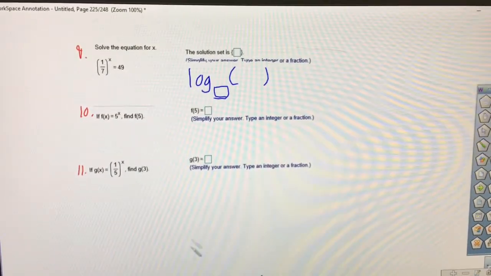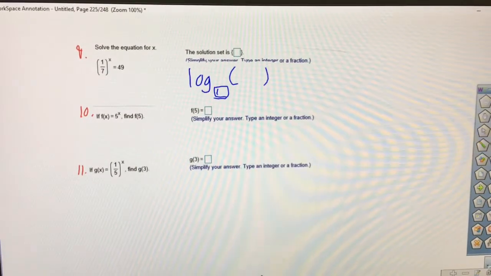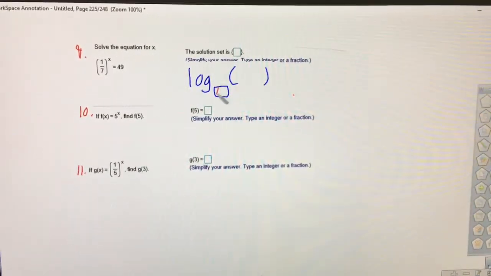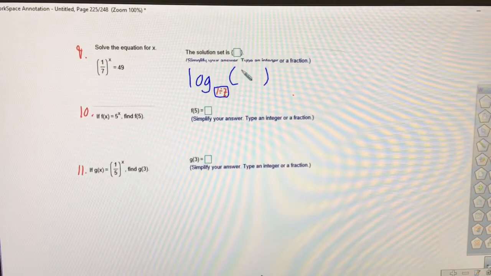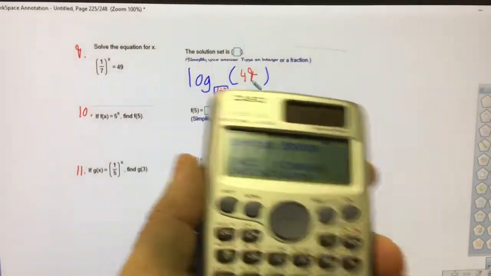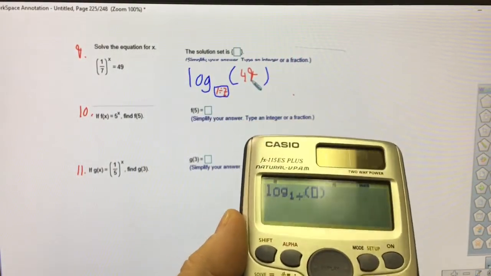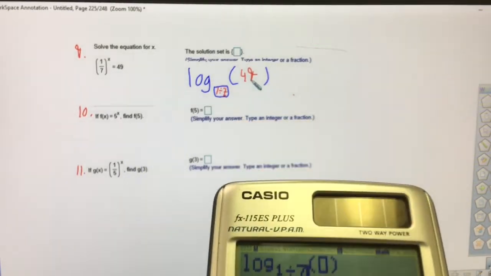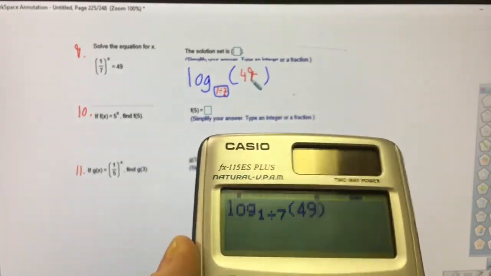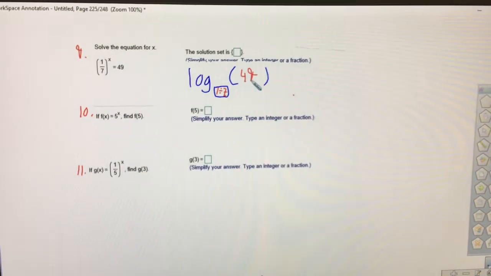So the log base is going to be 1 divided by 7. So in there I put 1 divided by 7. And then I'll right arrow and put 49 in there. So when I type this in, log base 1 divided by 7, then I'm going to right arrow and put 49. Should give me like -2, I believe. Bingo. That answer was -2.